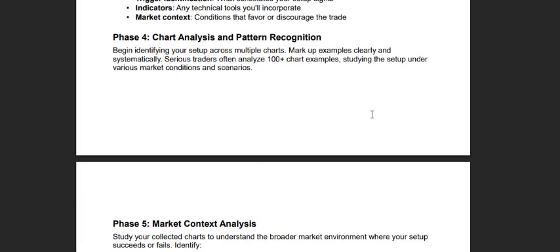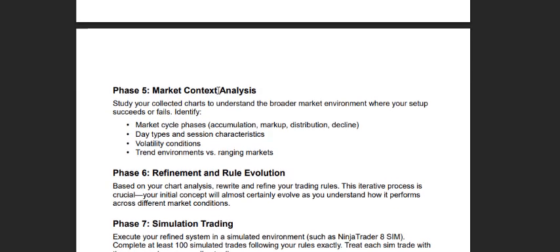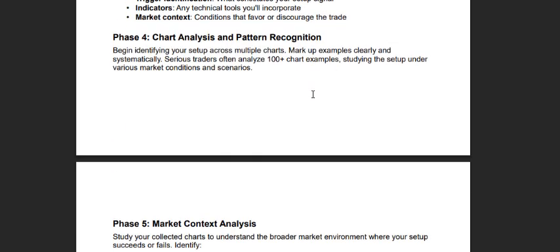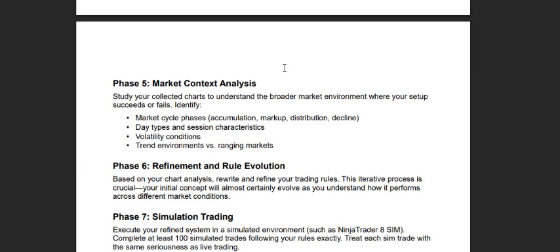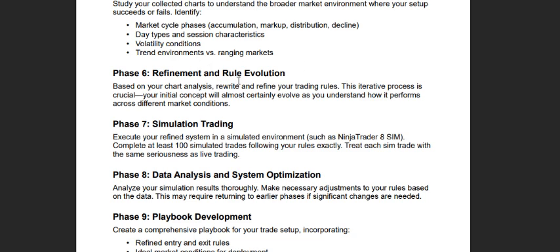Once I have that information, the next thing we're going to do, based on the chart analysis, is rewrite whatever we put in step one, the concept formation. We're going to rewrite it because chances are, after looking at all of this data and at least 100 different examples or more, that information may end up changing. So we're going to refine the rules.